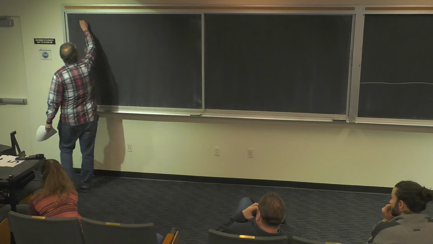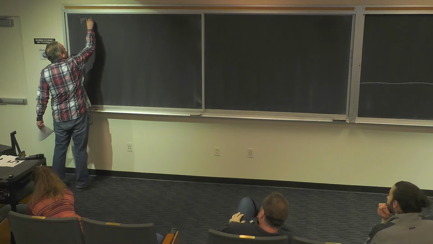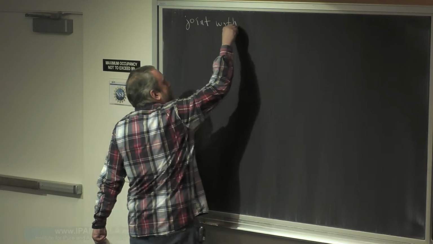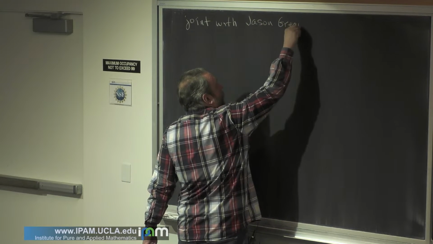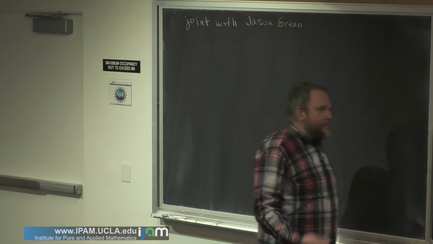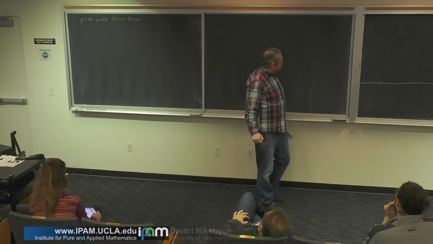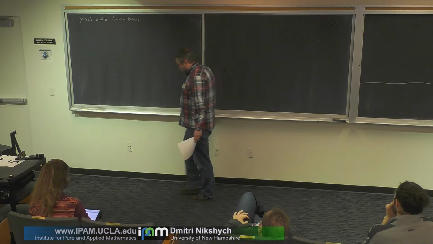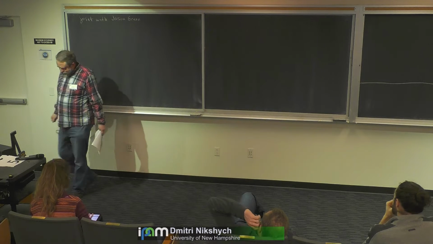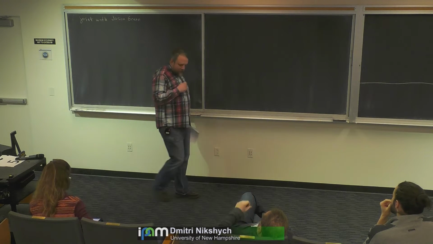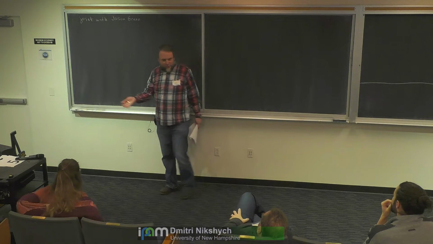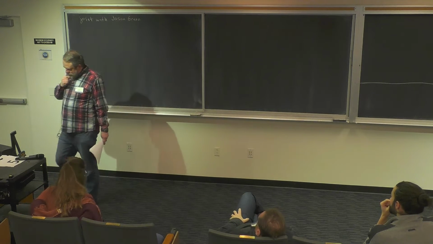And this is my joint work with Jason Green. And I will speak about fusion categories in characteristic 0 over complex numbers, which of course is very pedestrian, given the scope of this conference.